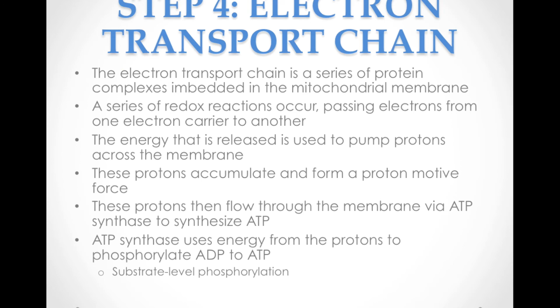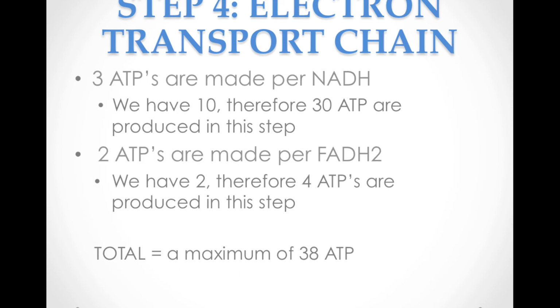The electron transport chain is a series of protein complexes embedded in the mitochondrial membrane. Electrons are being passed from one electron carrier to another, and while this is happening, protons are being pumped across the membrane. When enough protons have been accumulated, they then flow through the membrane via ATP synthase to synthesize ATP through substrate-level phosphorylation. After this step, we now have 34 ATPs, which brings us to a maximum total of 38 ATPs at the end of this process.